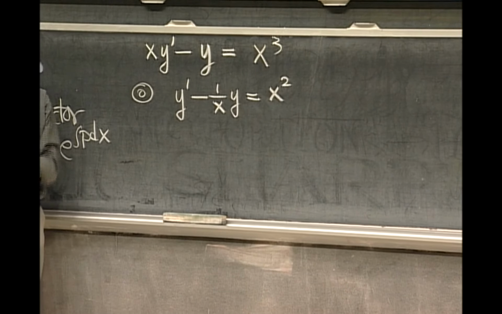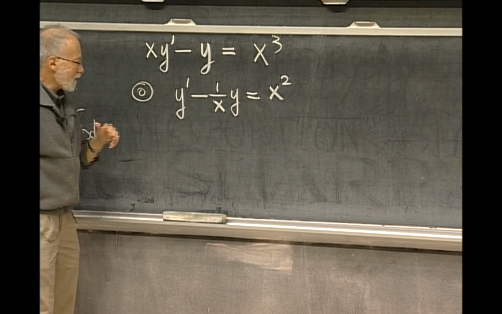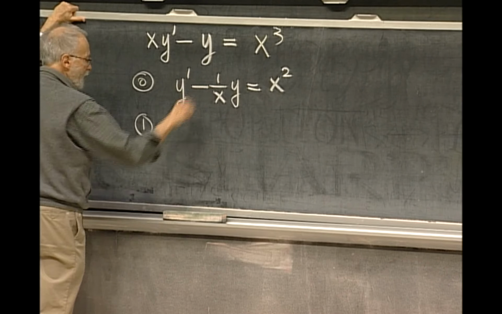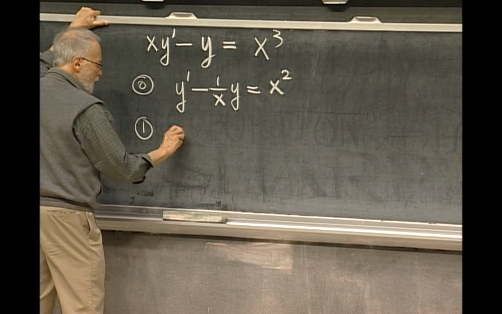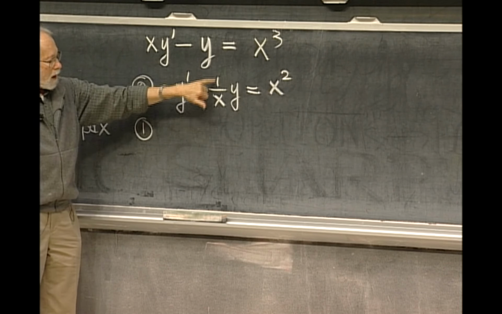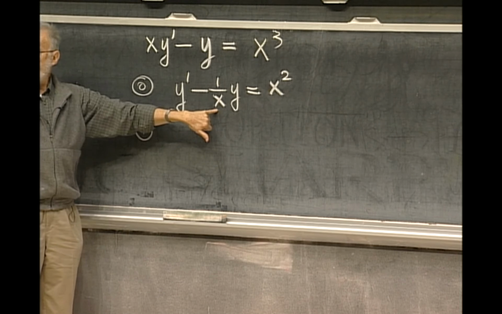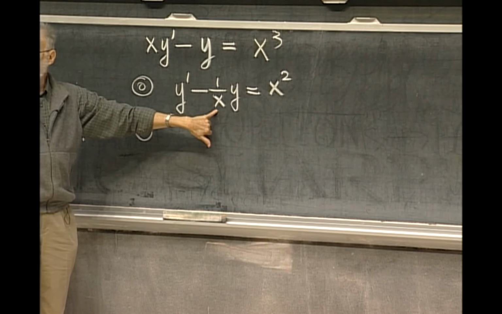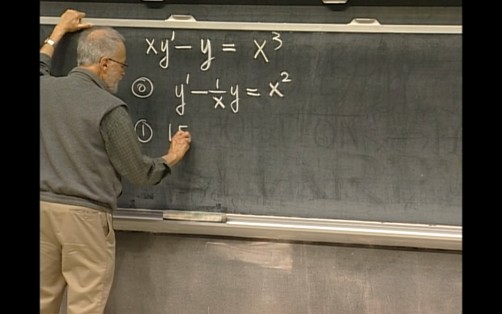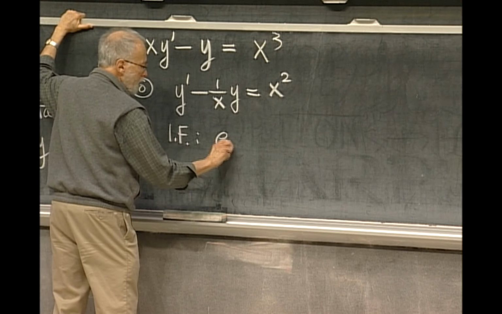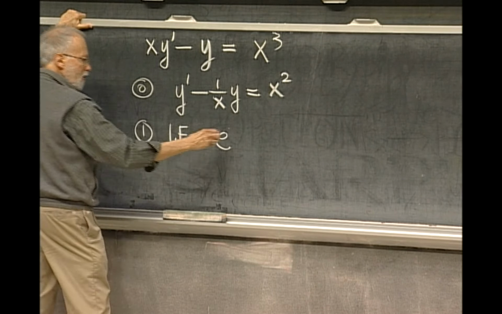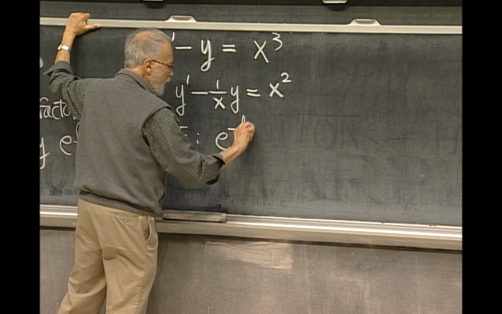There are two standard errors. Let's do the work first, and then I'll talk about mistakes. Now we calculate the integrating factor. I would do it in steps. You can integrate negative 1 over x, right? That integrates to minus log x. So the integrating factor is e to the integral of this dx, so it's e to the negative log x.